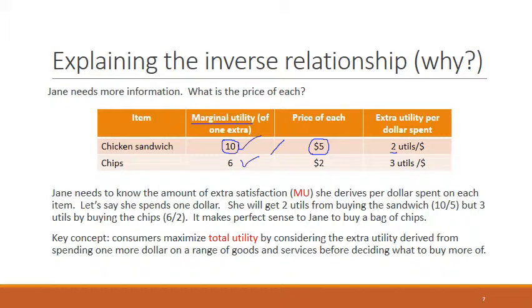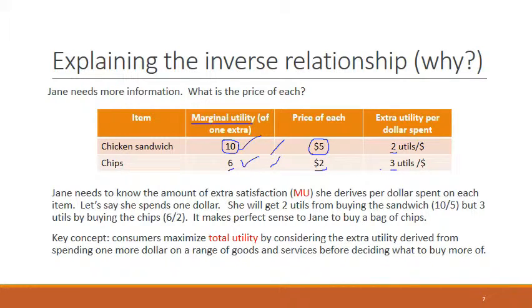What about the case of the chips? Again, same procedure. Divide your extra satisfaction, which is 6, by the price, and you get the extra satisfaction per dollar spent on the chips, which will be 3. And now we almost reverse the result, that she's going to get more pleasure per dollar spent on the chips than the chicken sandwich. Maybe she's already had one chicken sandwich and she needs a complementary product to go with it.